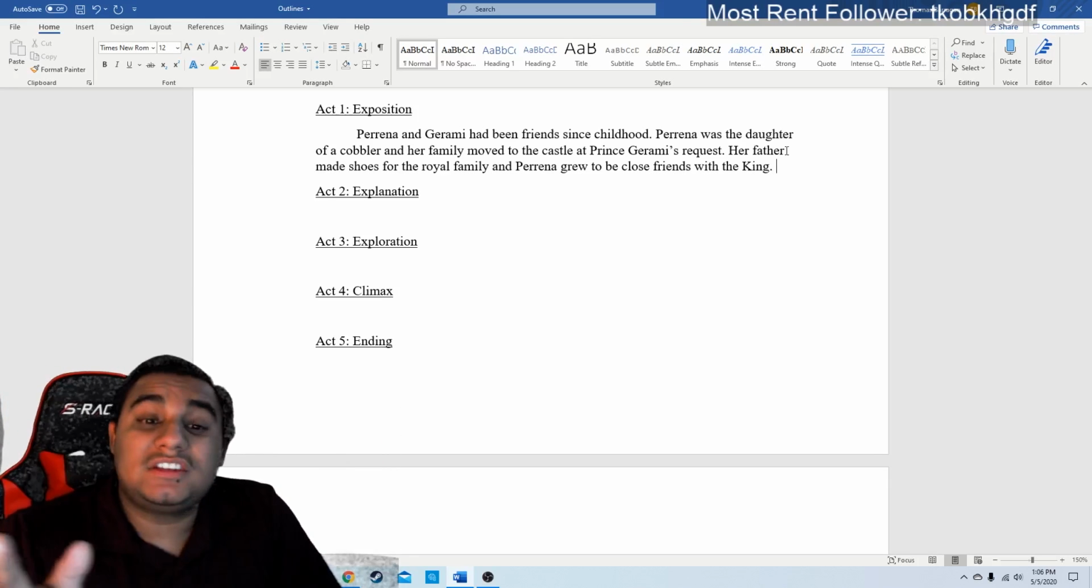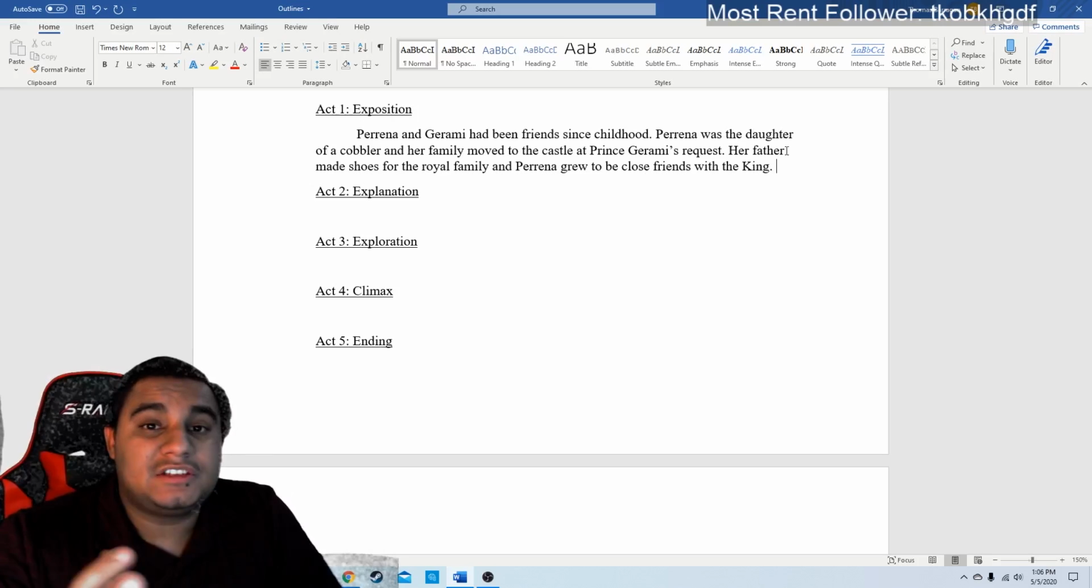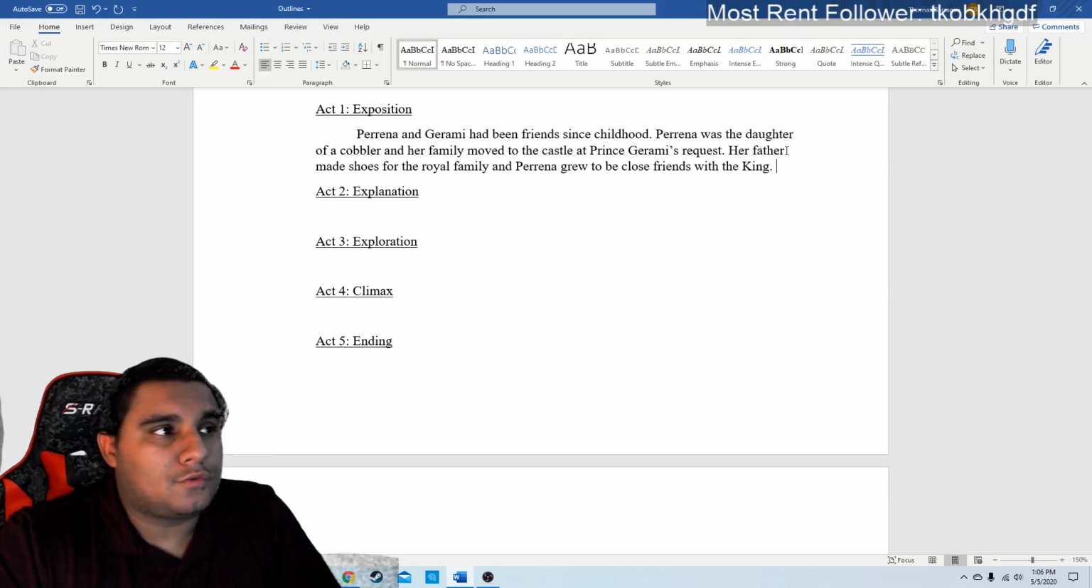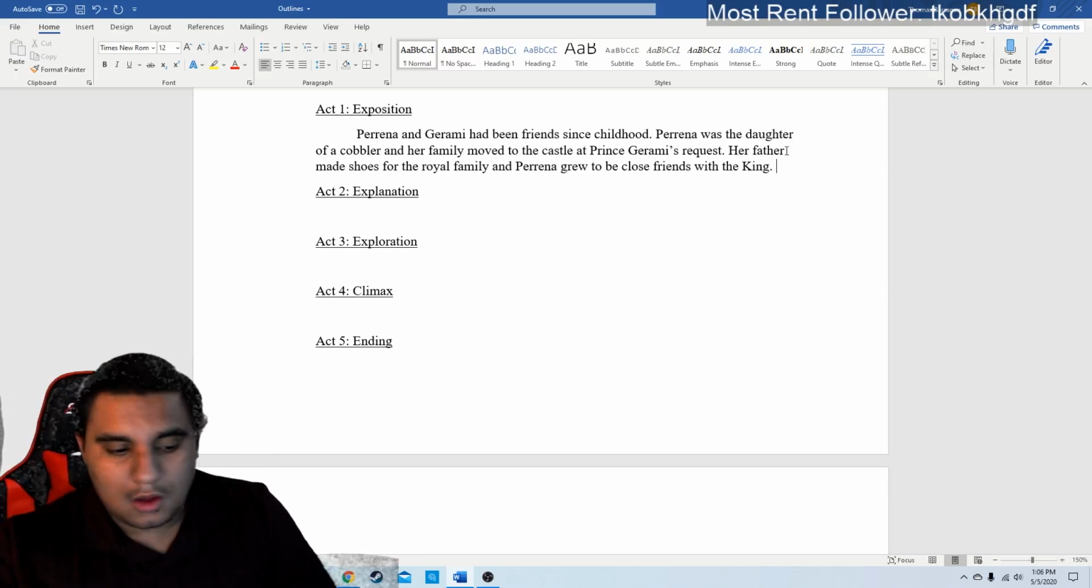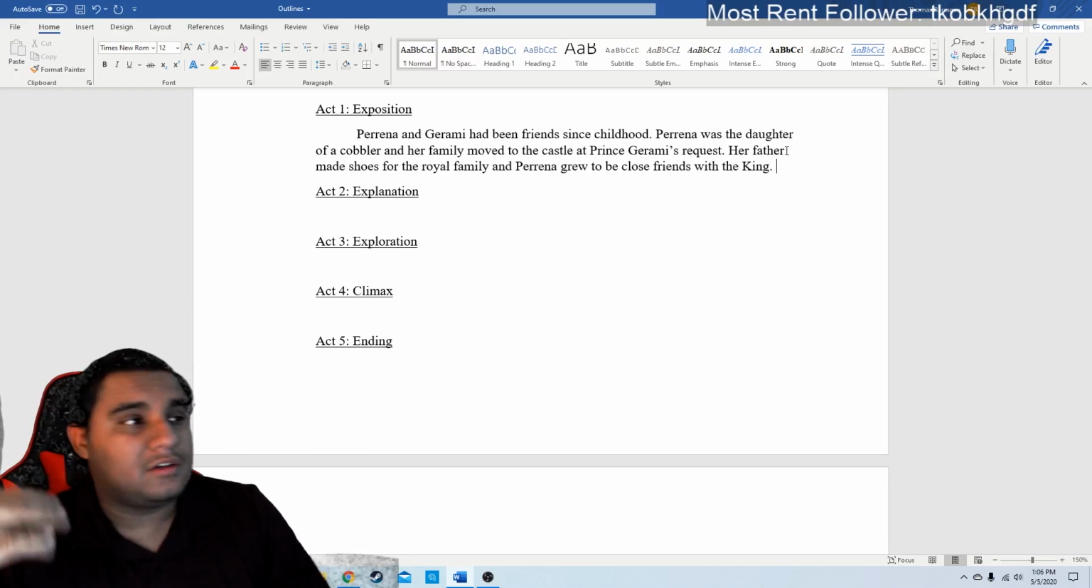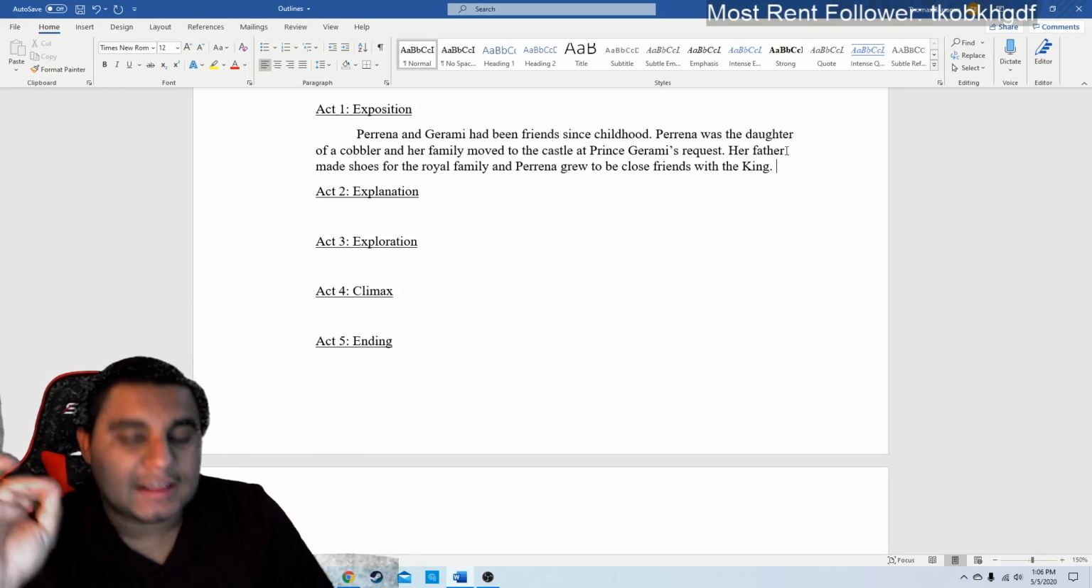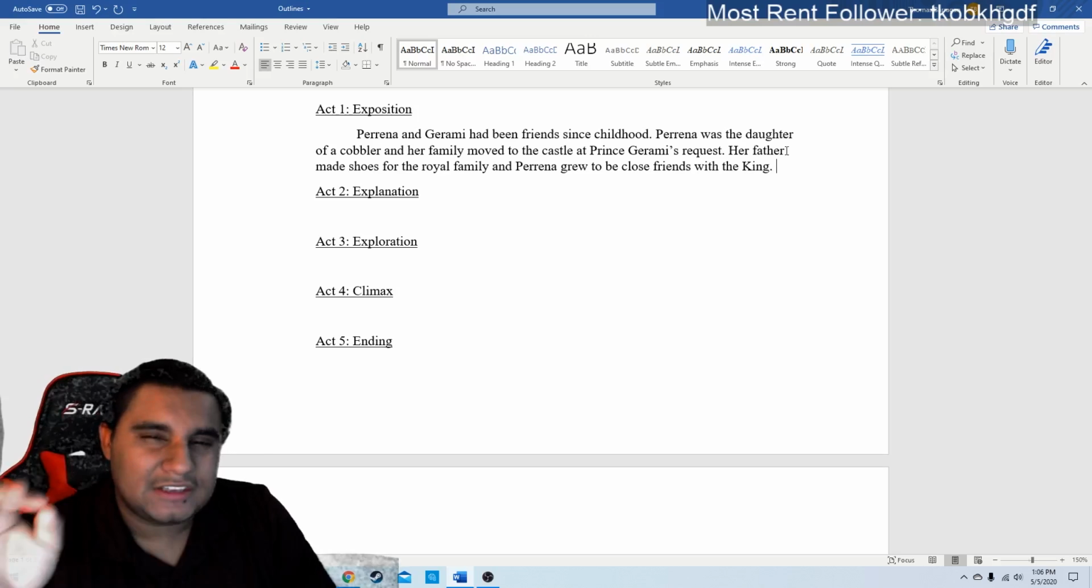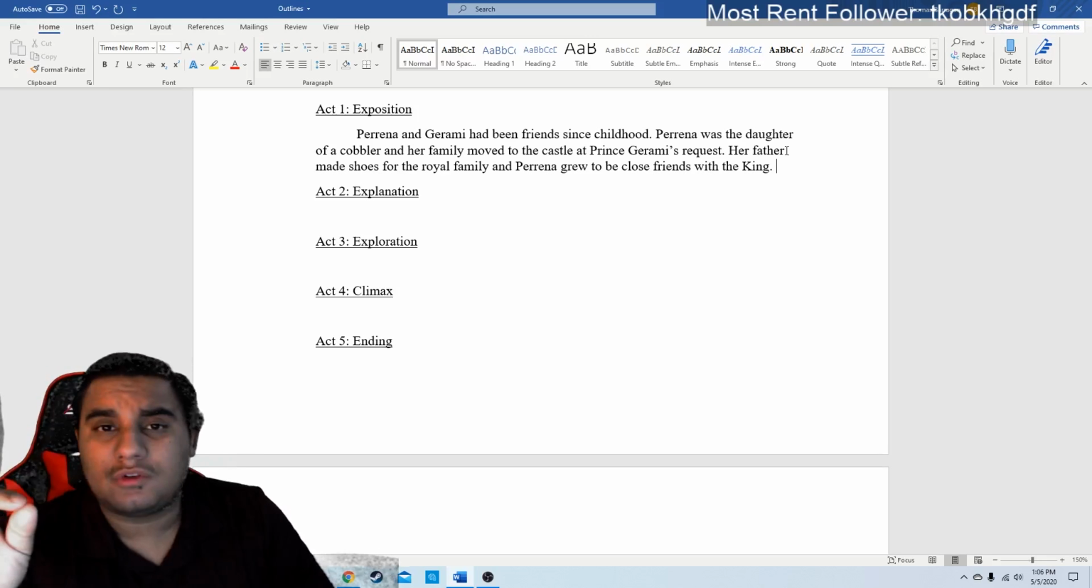We're just being introduced to this character, Perenna, and we're learning that she's the daughter of a cobbler. So for us, it's a lot like, oh, okay, so now we know this about her. This is the first thing we're learning about her, and it's going to come up later in the story. And the first things you learn about a character are usually what you remember the most.